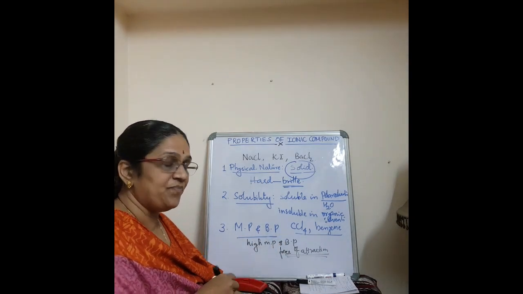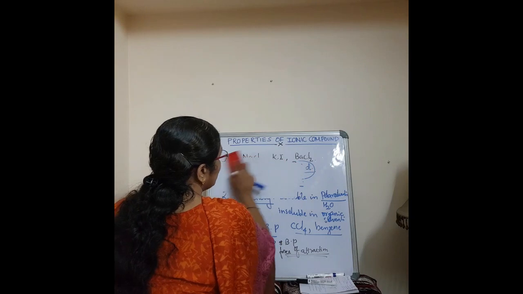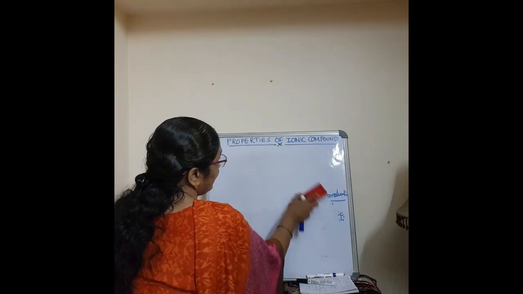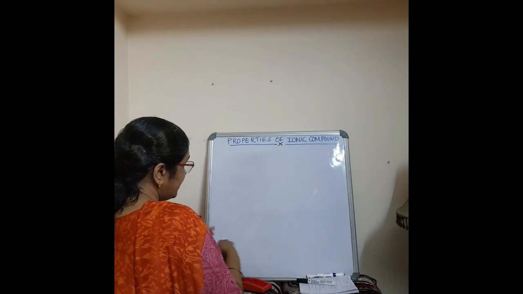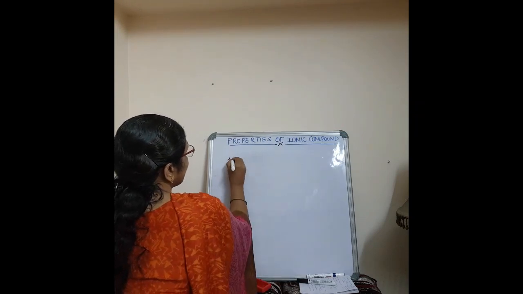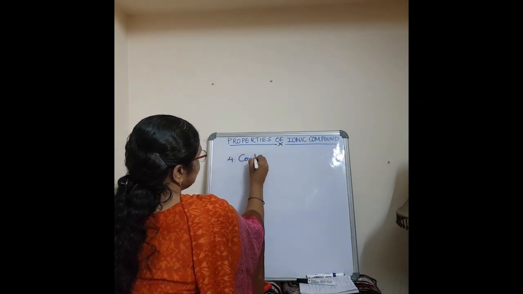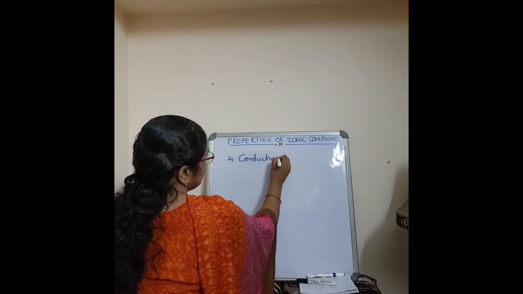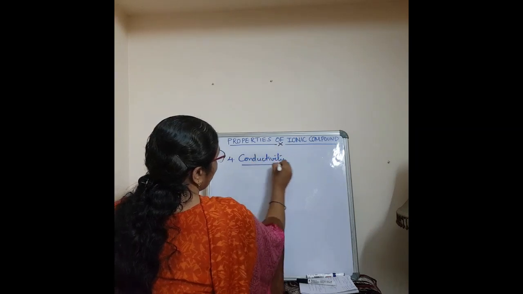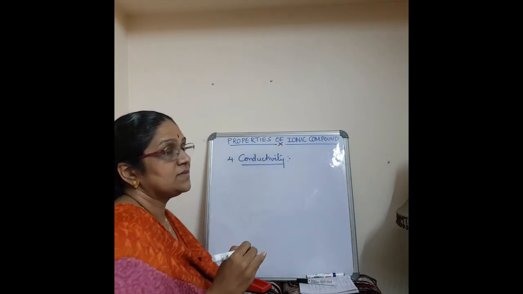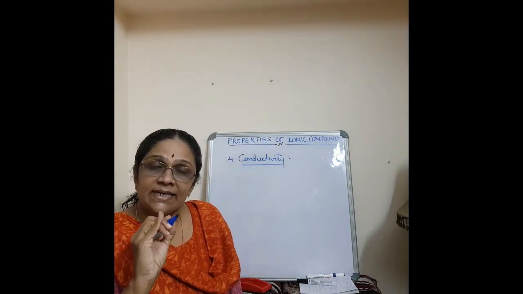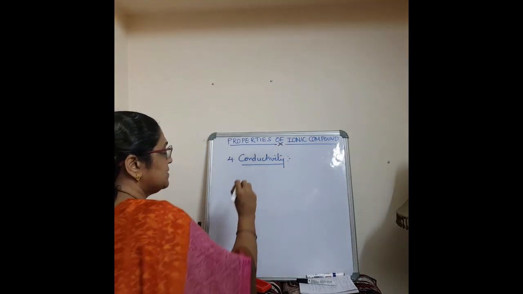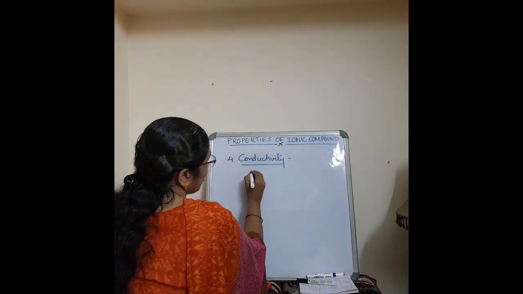Is it clear? Okay. Now we will pass on to the fourth property of ionic compounds. It's very important. That is the conductivity. Conductivity of ionic compounds. Okay. Generally, ionic compounds are conductive in aqueous solutions. Okay. So, they are conductive in aqueous solution.